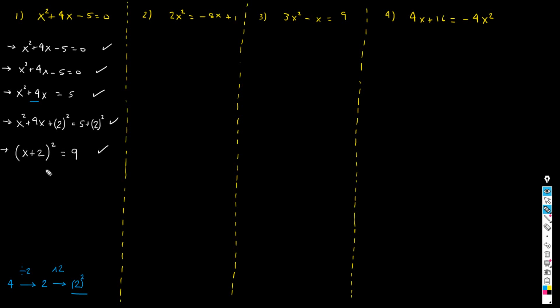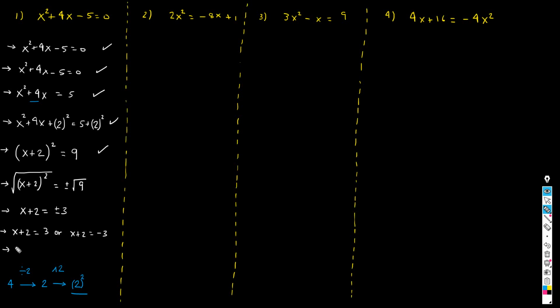When you have a binomial to the square equals another number, you can solve this very easily by just taking the square root on both sides. The square root of this left side equals plus and minus the square root of 9. The square root takes away the square, so we get x plus 2. And we have plus and minus the square root of 9, which is 3. So we have plus and minus 3. And finally, we get two equations to solve: x plus 2 equals 3, or x plus 2 equals minus 3.